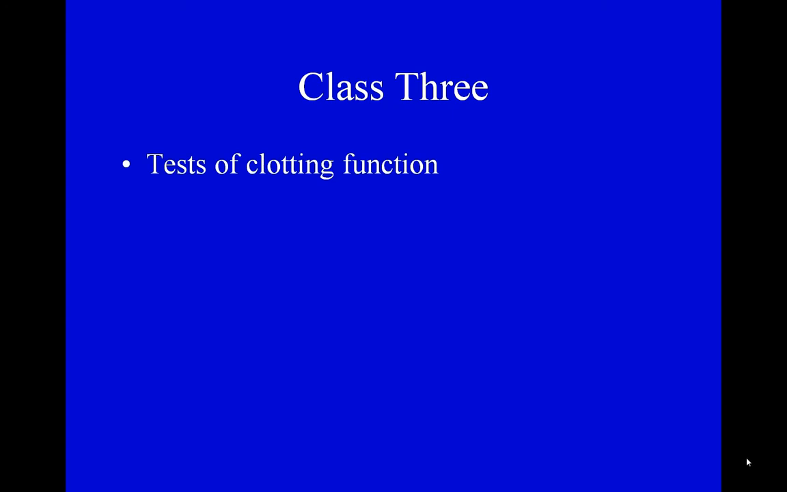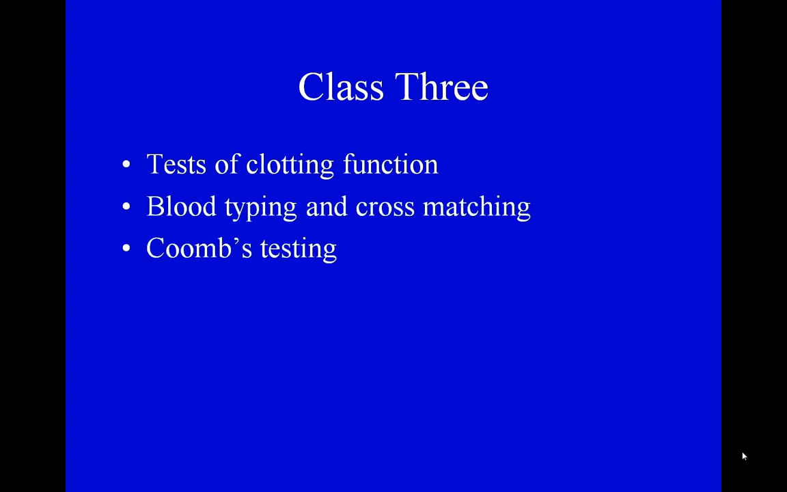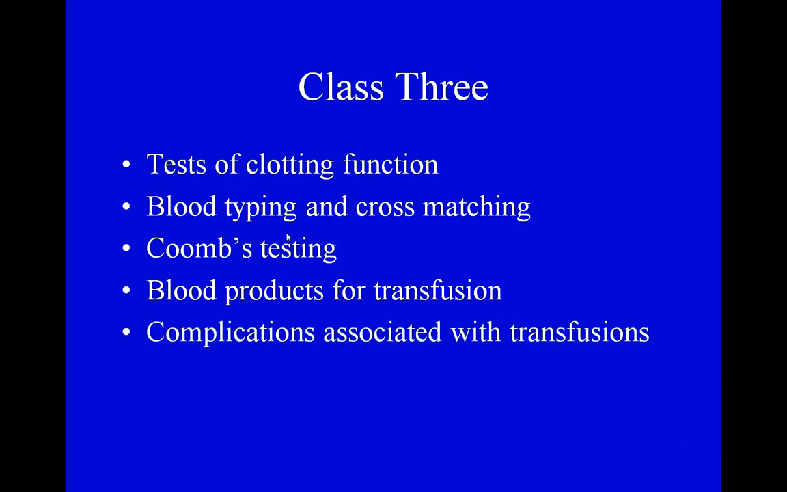Okay, class 3, what's our topic? We're going to be looking at these things. We're going to look at some tests that evaluate a patient's ability to stop bleeding. We're going to look at some tests that involve blood typing and cross-matching, and I bet most of you have heard those terms. If you watch medical shows, you've heard those terms. We'll look at a test called Coombs testing, and we have direct Coombs and indirect Coombs. We'll look at a few of the blood products that are used for transfusion and where we get them, and just a real quick mention of the complications that could happen when you have a blood transfusion.